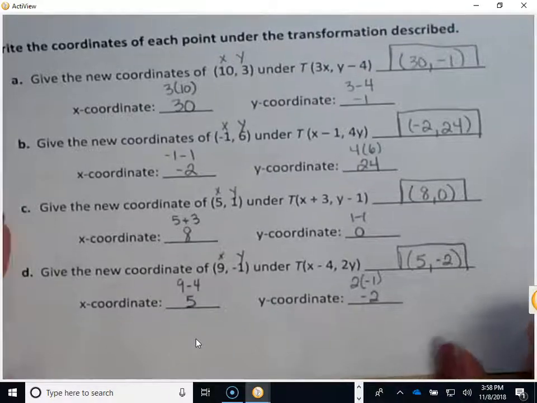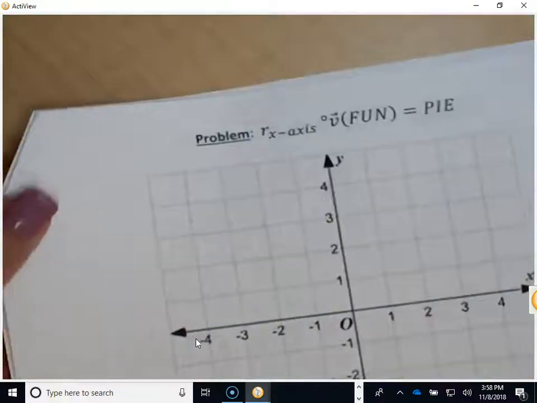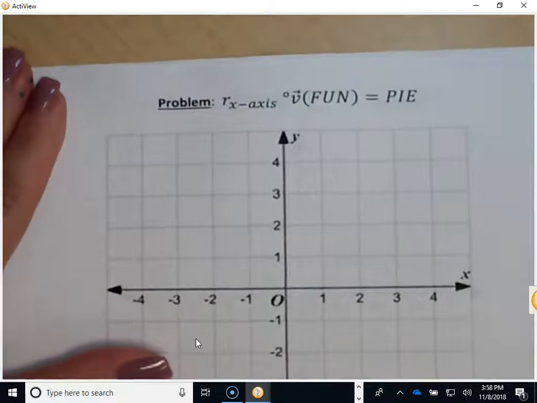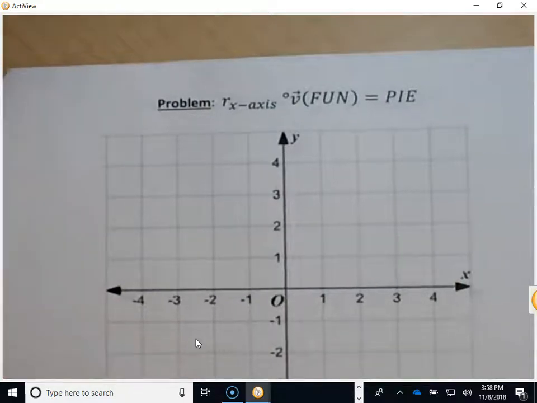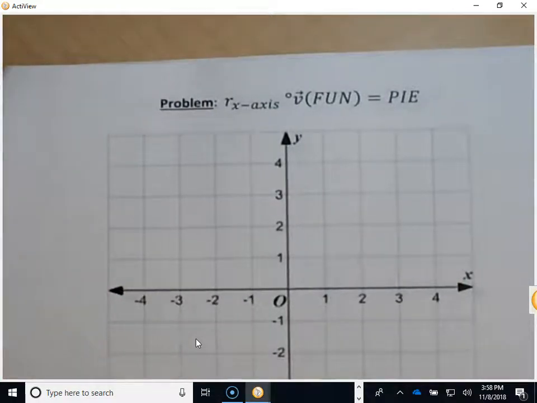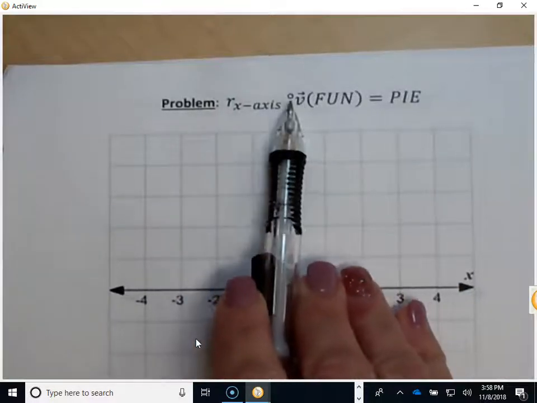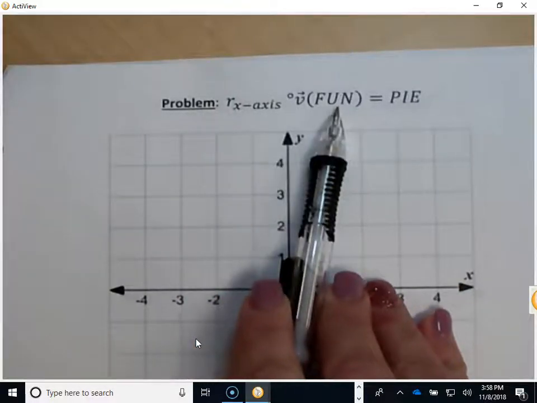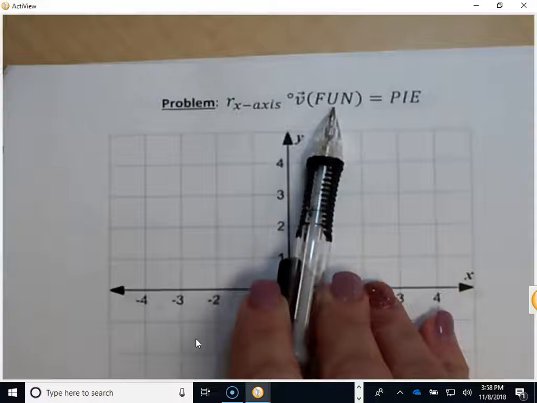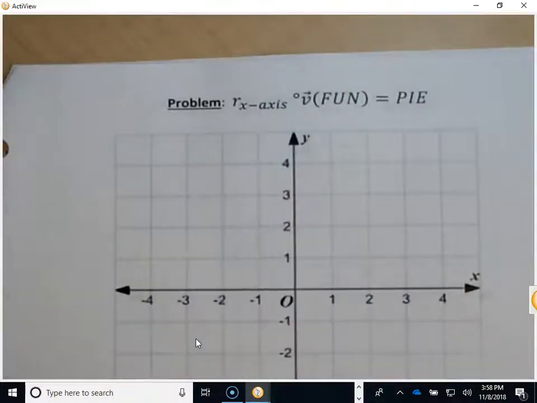All right. Now on the next page, our problem is, we're going to do more than one transformation. It says reflection across the x-axis and then doing a translation vector for FUN. FUN is going to be our pre-image that I'm going to draw on here for you. So you have to draw the image or the pre-image first. So let's do that before we start getting into actually what we're doing to it.